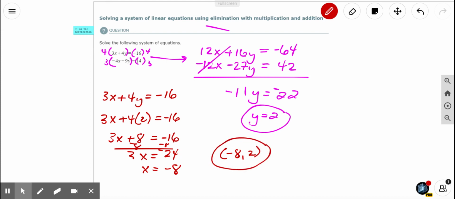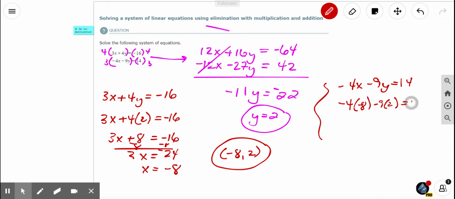Now, how do I know I'm right? I can plug it into the other equation that I didn't use. I didn't use negative 4x minus 9y equals 14. So if I do that, negative 4 times x minus 9 times y, does that equal 14? 32 minus 18, does that equal 14? Is 18 plus 14 equal to 32? Yeah, it is. So that equals 14, check. So we know we did it right. And that's your answer. Next.